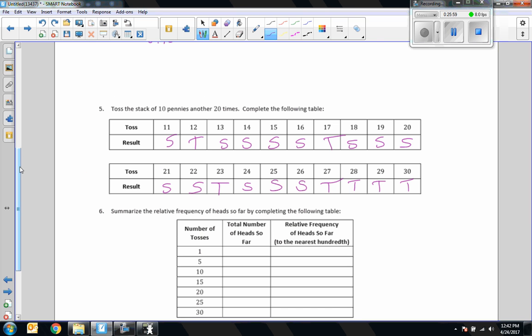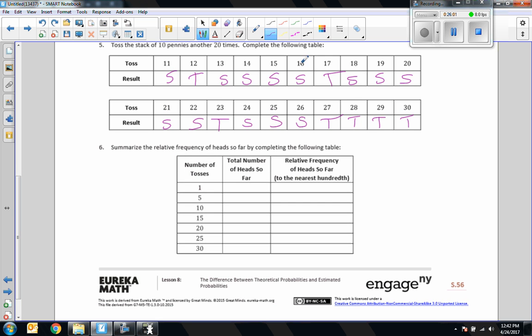Okay, so here's my outcome. I didn't get any more heads, 0 heads. The rest were all sides, and tails started taking over. So summarize the relative frequency of heads so far by completing the following table.